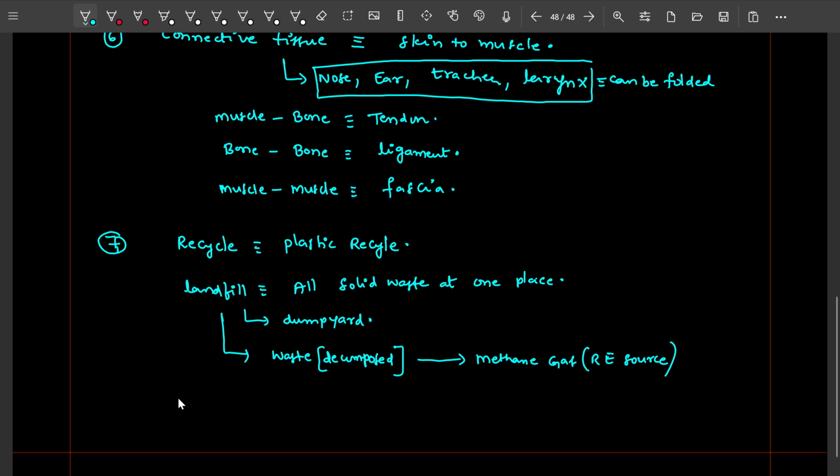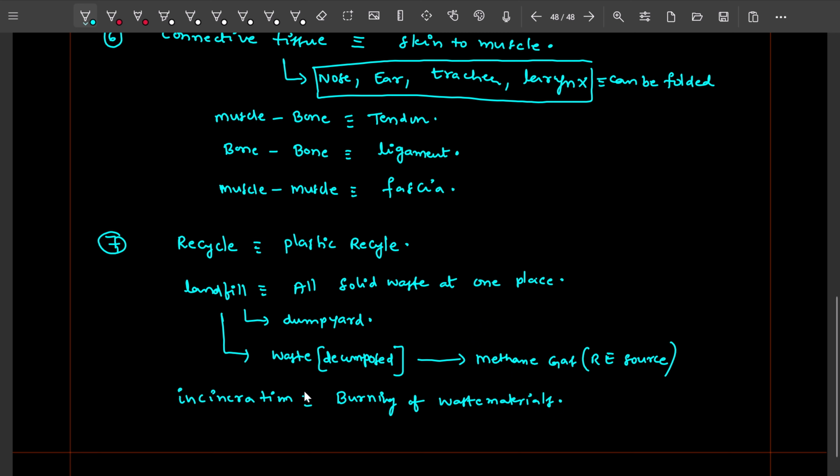Then the next one is incineration. The meaning of incineration is burning of waste materials.